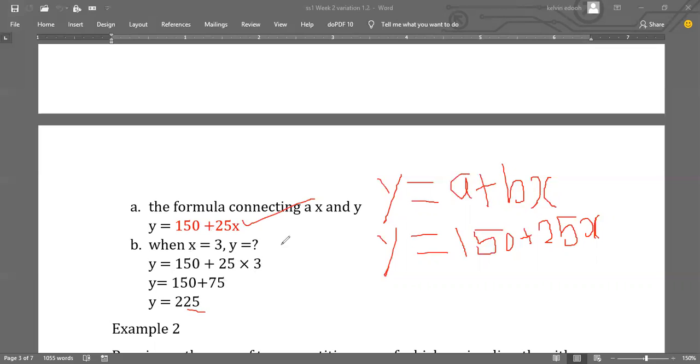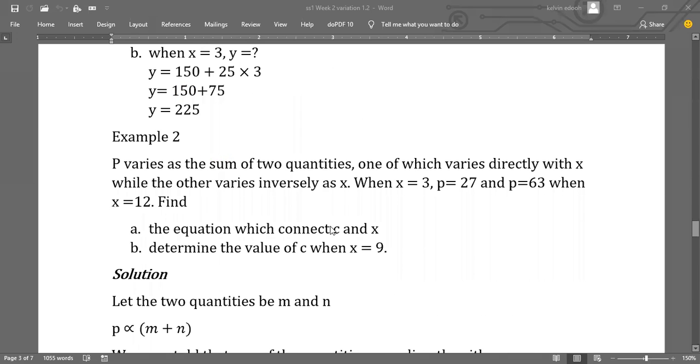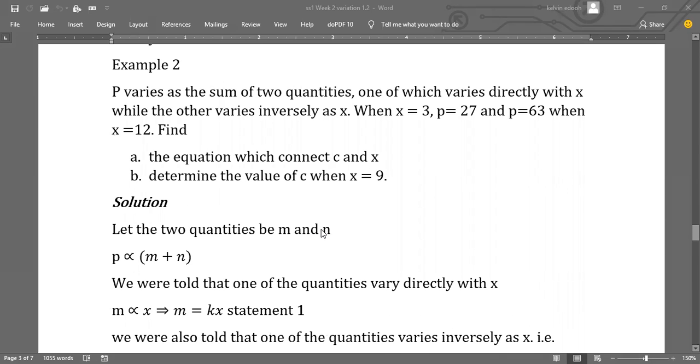Simple as that. Now the second question was this. Look at the second question here. This is an exam question. I think a NECO question. Now you are told that, please just listen, it's simple to analyze too. You are told that P varies as the sum of two quantities.